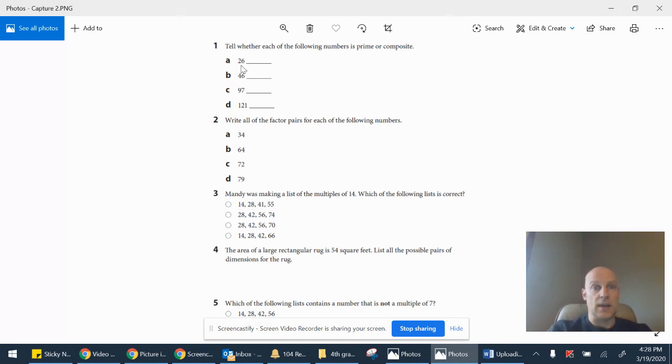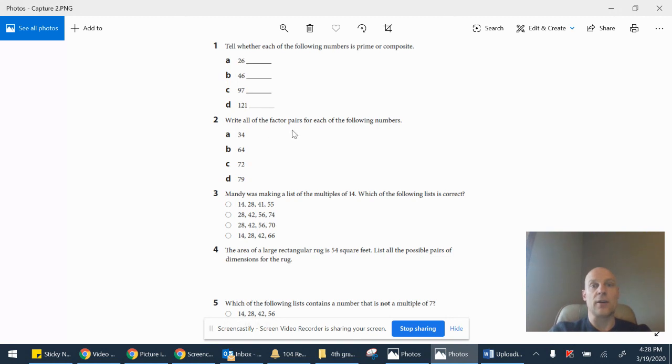So for 26, I know that I can split 26 in half and make 13. So our factors for that one would be 1, 2, 13, and 26. So you want to take a look at each of these, B, C, and D, and figure out whether it simply has the 2 factors or the 1 factor pair, or whether it has more than that.